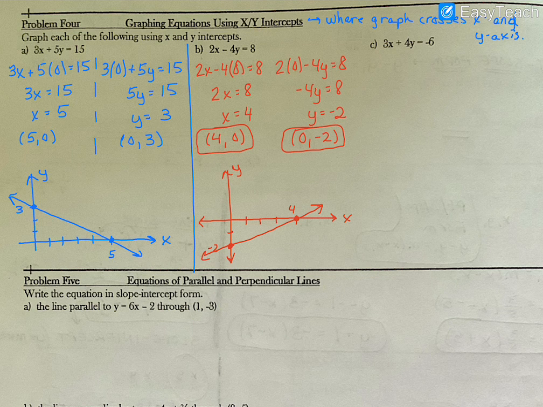So I'm going to skip down to our next topic. I guess if you want to know on C, I can tell you that you end up with an x-intercept of negative 2 and a y-intercept of negative 3/2. So in case you want that information, you have it.